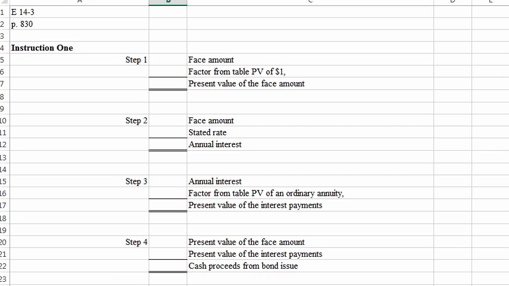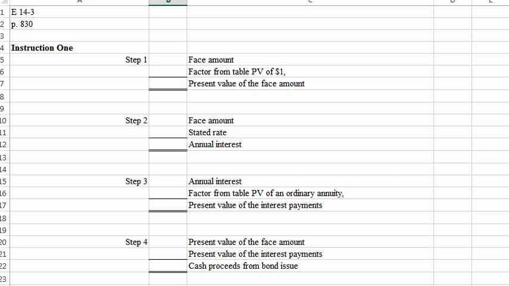Okay, to continue our work with bonds payable, we're now going to look at exercise 14.3, also on page 830. Let's read through it. They give us a situation, similar to what we had 5 different times in exercise 14.2, but they want journal entries for the issuance of the bonds and an interest payment 2 times along with amortization of the discount or premium. So let's go through it.